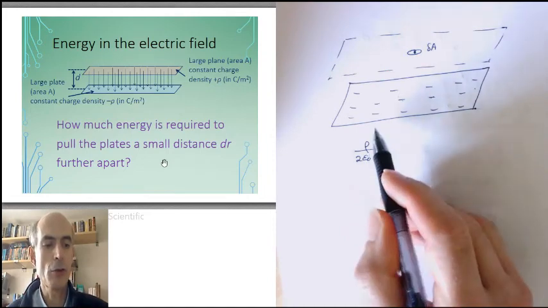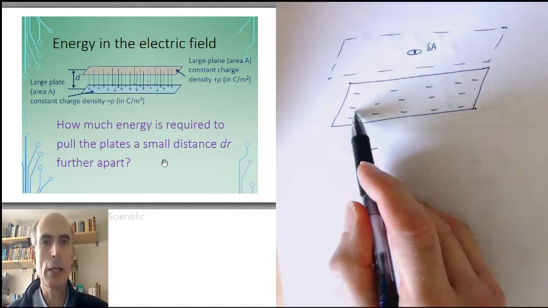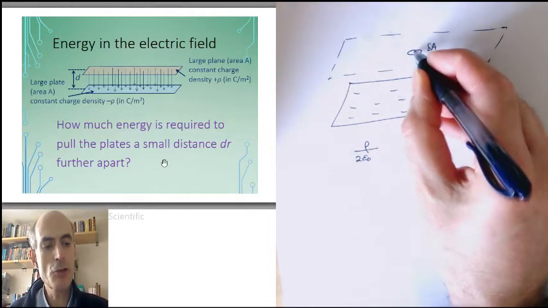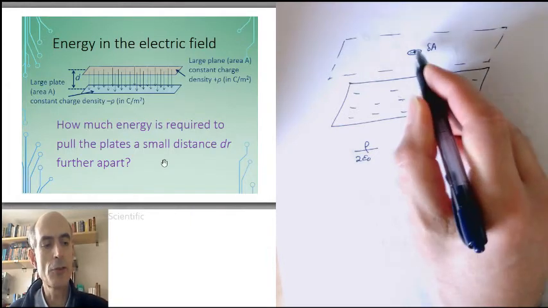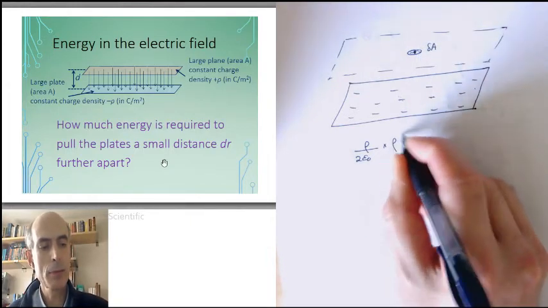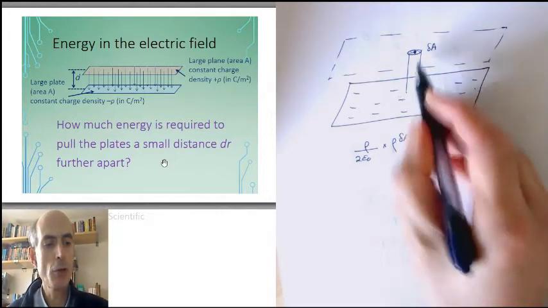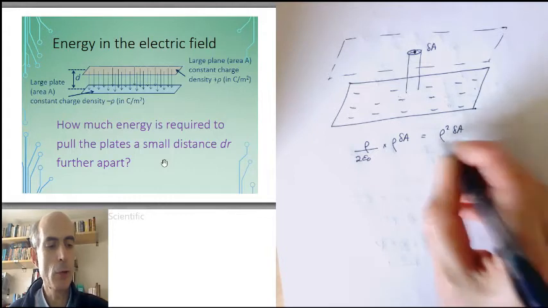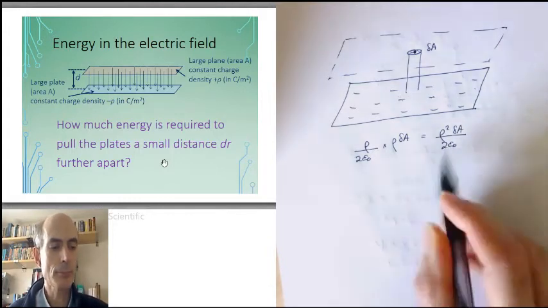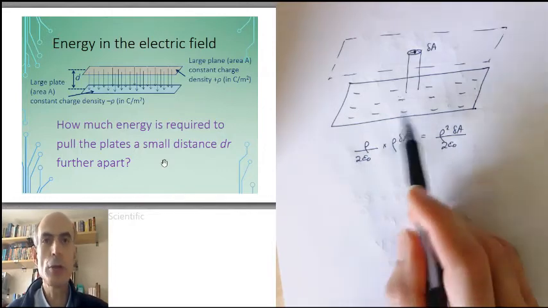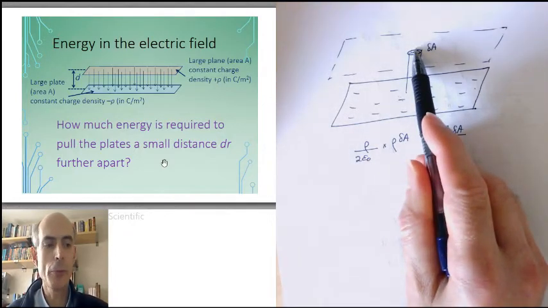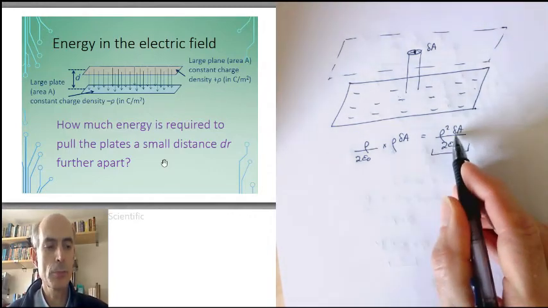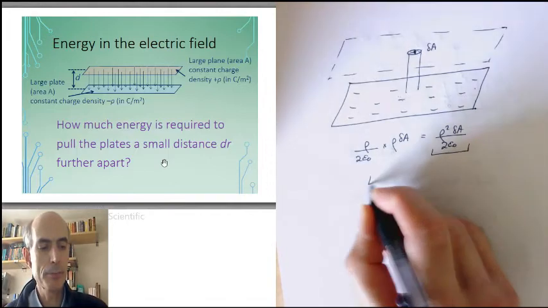That's the field strength away from an infinite plate of uniform charge. If I multiply that field strength by the charge in this small area delta A, that would give me the force on that small part of the top plate. Rho squared delta A over 2 epsilon naught. Now, the energy required to move this plate a little bit further away is the force times the distance. This is the force. We just have to multiply it by the distance.